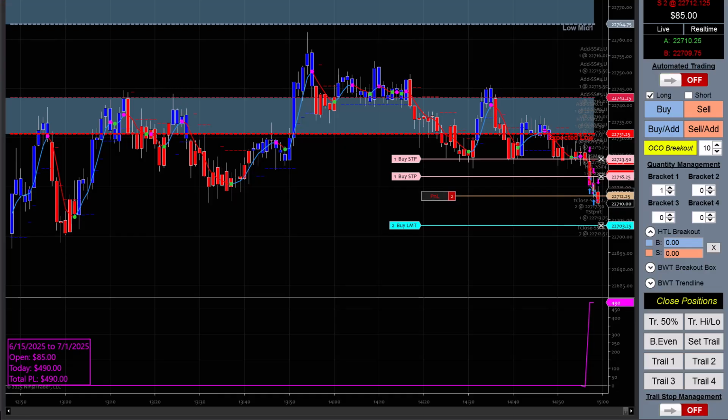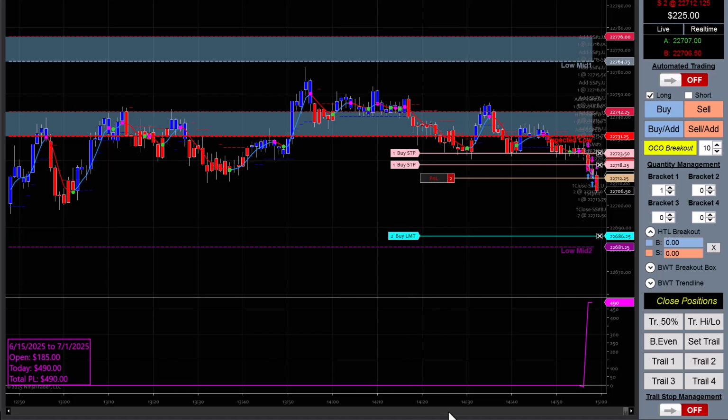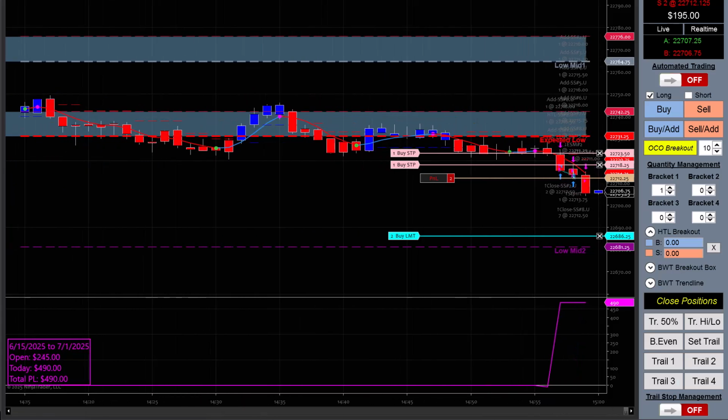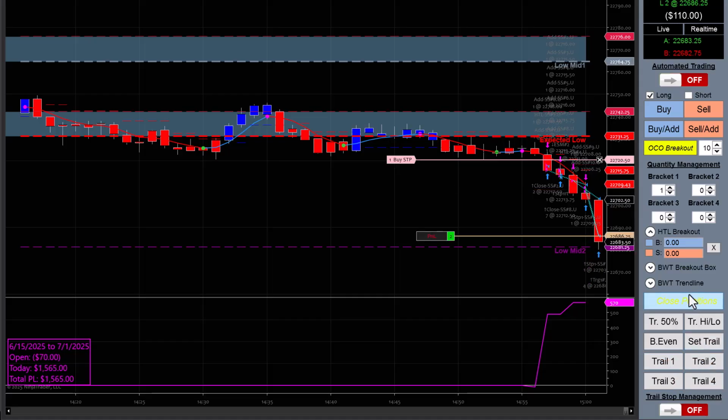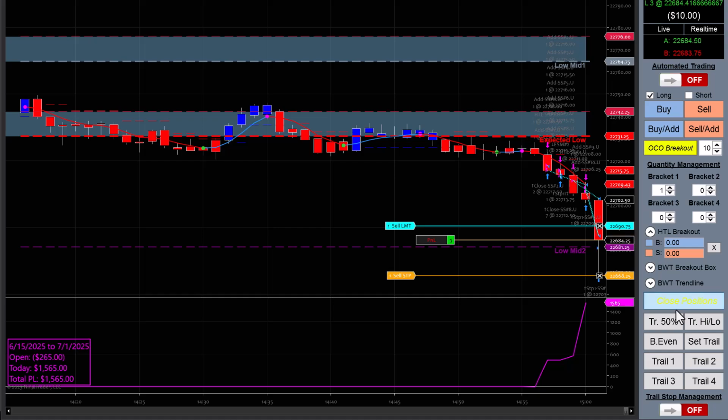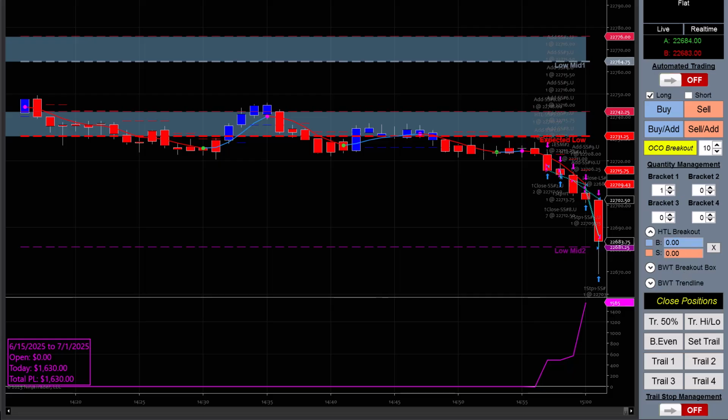All right, I think this is going to come down to low mid 2. I'm going to put my target way down here. Exited the trade, and indeed it came down to low mid 2.